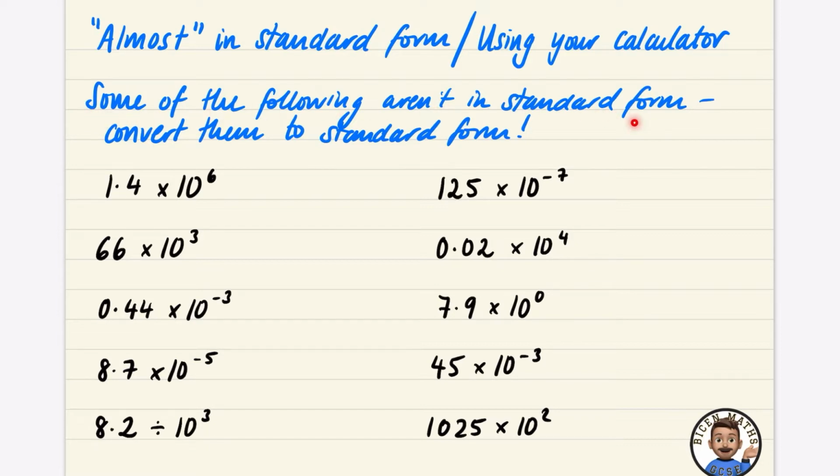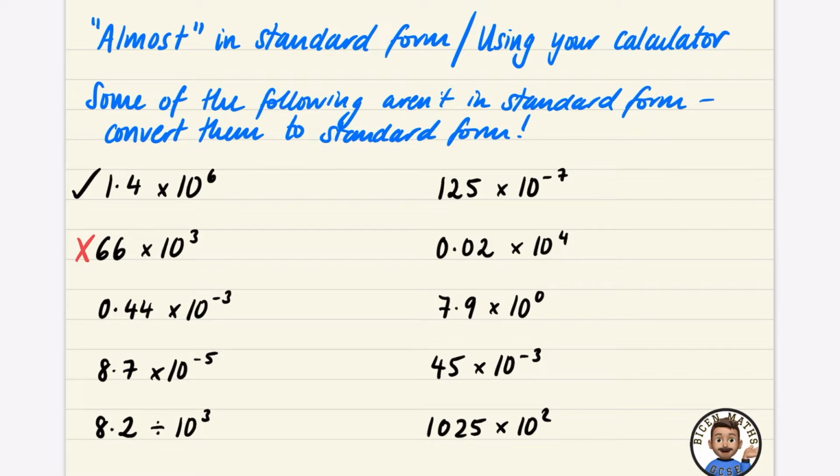So I've written here that some of the following aren't in standard form, and I want you to convert them to standard form. So let's go through the list and see if we can figure out, maybe you want to pause it and have a go. Let's see which of these are definitely in standard form. Well, I think that first one is because we've got a number between 1 and 10 and a positive power there. That's perfectly fine.